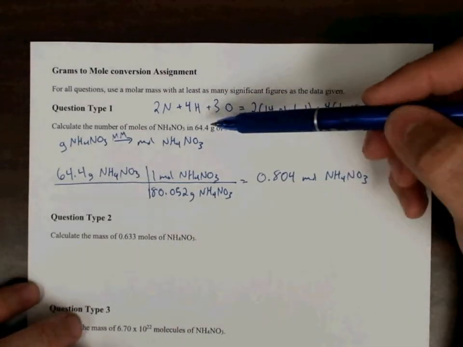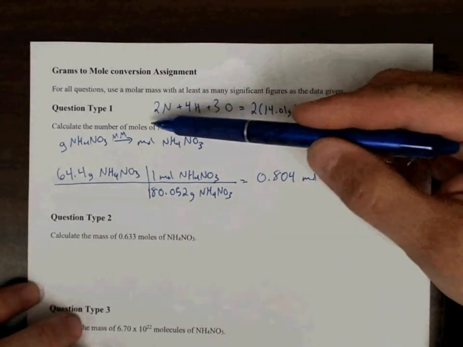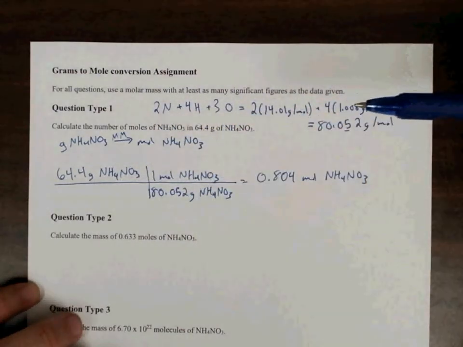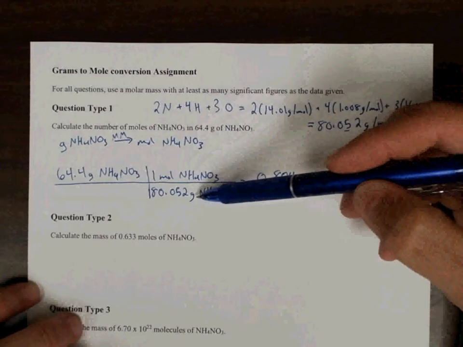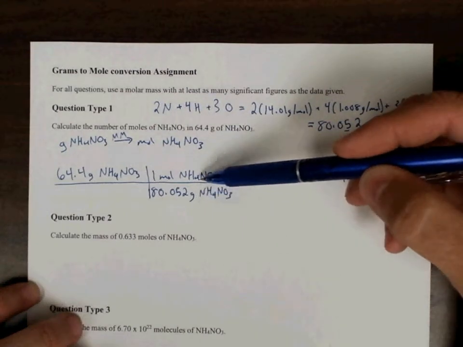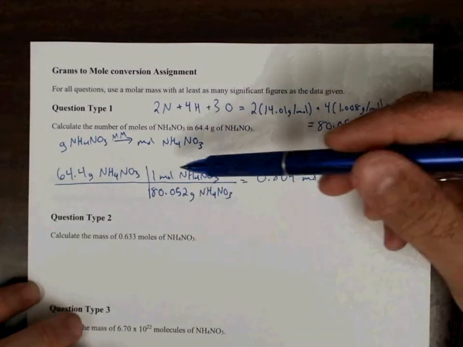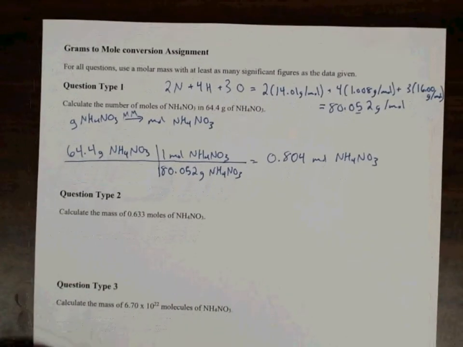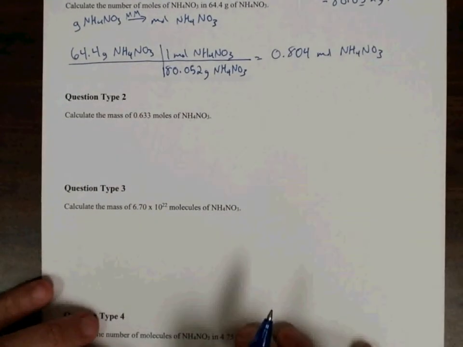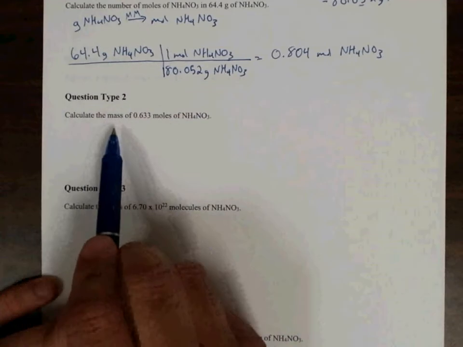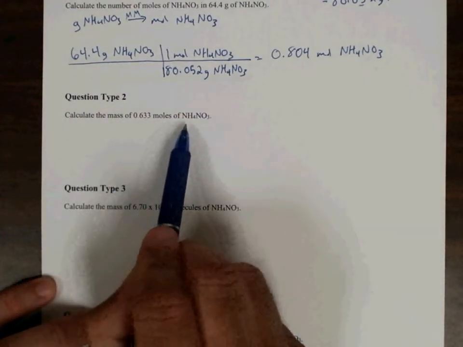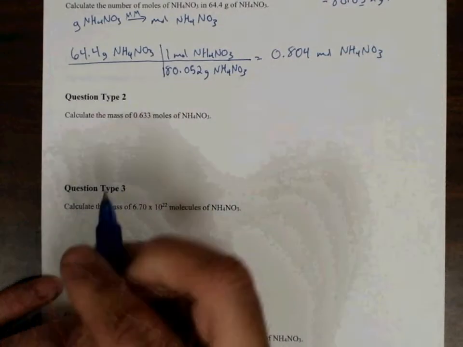Okay, so anytime you're asked to find the moles of a compound from the mass of the compound, this is how we want to set up our conversion factor. Mass on the bottom for the molar mass, 1 mole on top, and plug and chug into your calculator. Right. For question 2, we'll move this up a little bit. We're going to calculate the mass of 0.633 moles of NH4NO3.